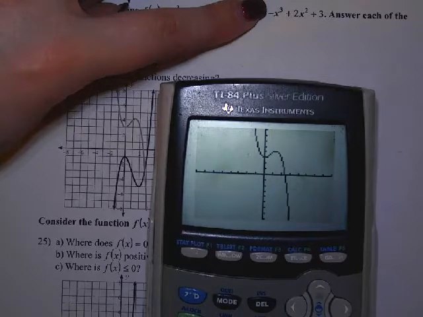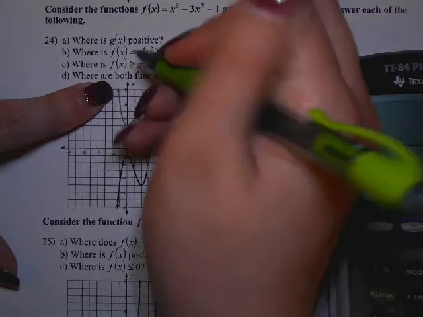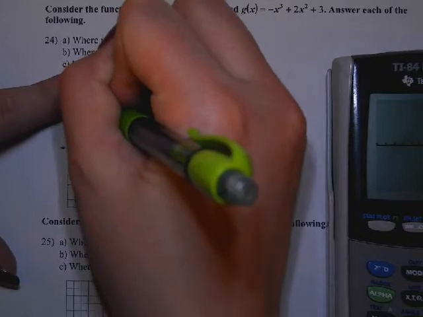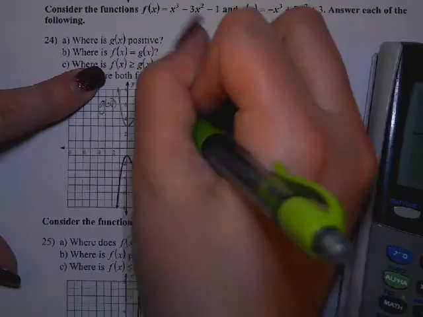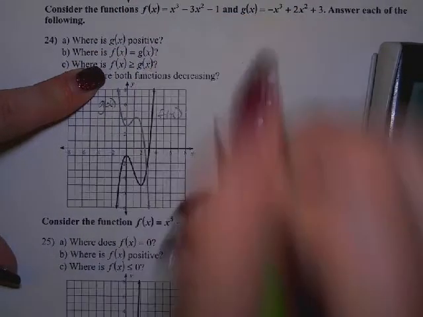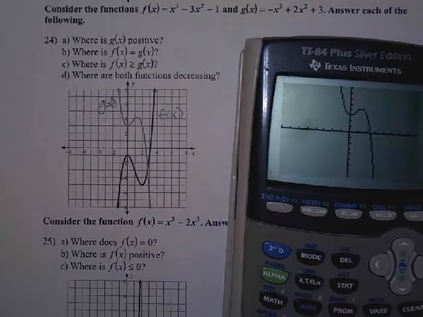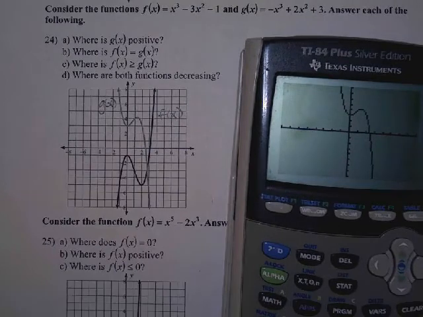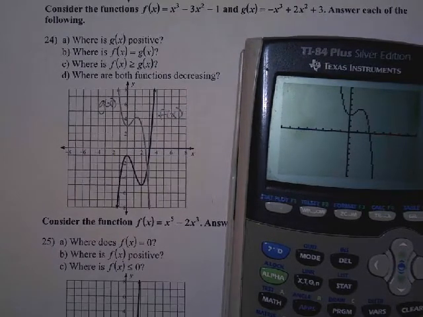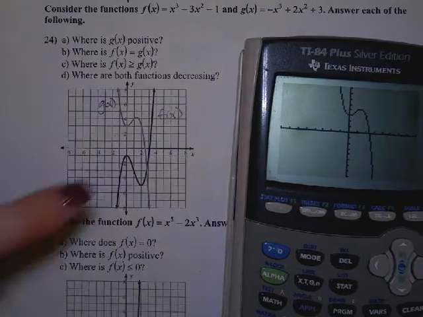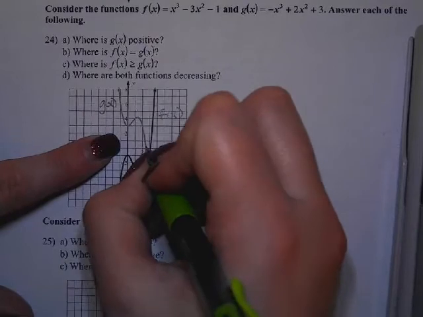It's the gray one. Okay, I'm going to go ahead and label this just so I don't forget. So the gray one is g of x. That means that the black one is f of x. Okay, so how do I figure out where g of x is positive? I look for the x-intercept, because the x-intercept is where g of x is 0.